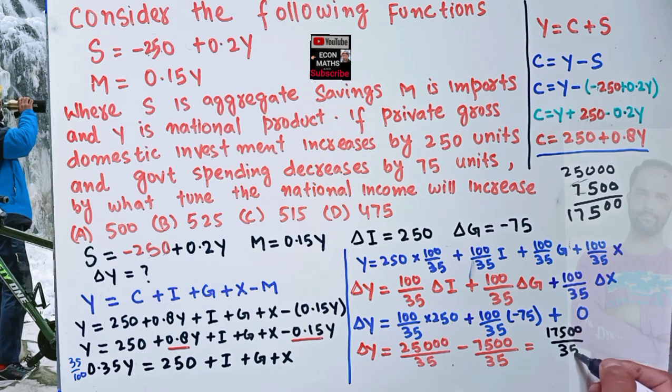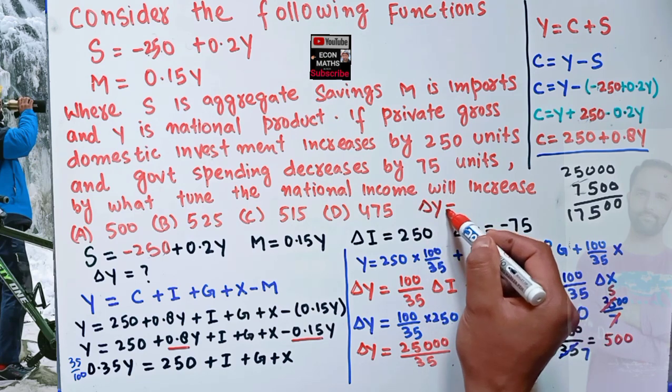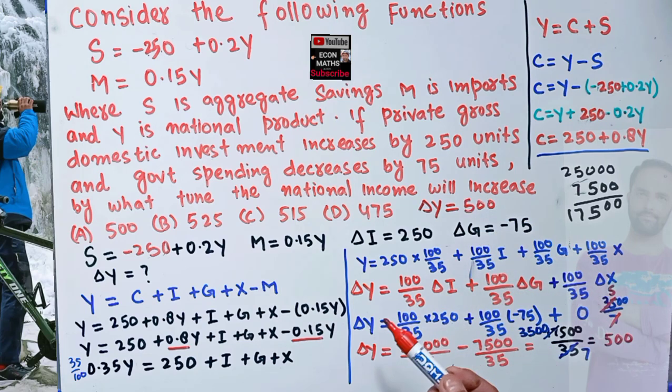So this comes out to be 17500 divided by 35. Let us solve it; I am really very lazy in calculating this stuff. 5 7s are 35. Here we have 5 3s are 15, 16, 17, so 5 5s are 25. Then we have 2 0s, 5 0s, so we got 3500 divided by 7. Again, let us check if it is divisible by 7. Yes, 35 is divisible by 7, so 7 5s are 35, and we get 500. That means the change in national income will be equal to 500. The correct option should be option A.